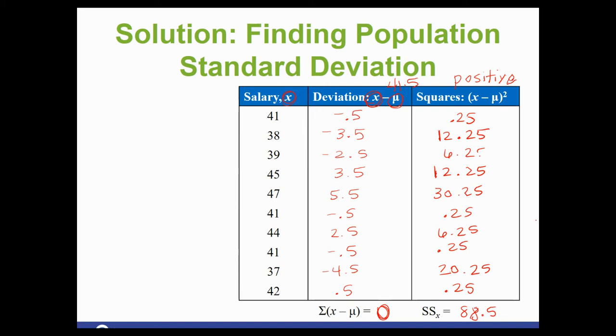So now we've kind of put all of our numbers together. It's called the sum of squares. And our next step to get our variance is we need to divide it by our sample size. So just as a reminder, there were 10 items in here. So our n was 10. So we are going to take that 88.5 divided by 10 to get 8.85. This is our population variance.